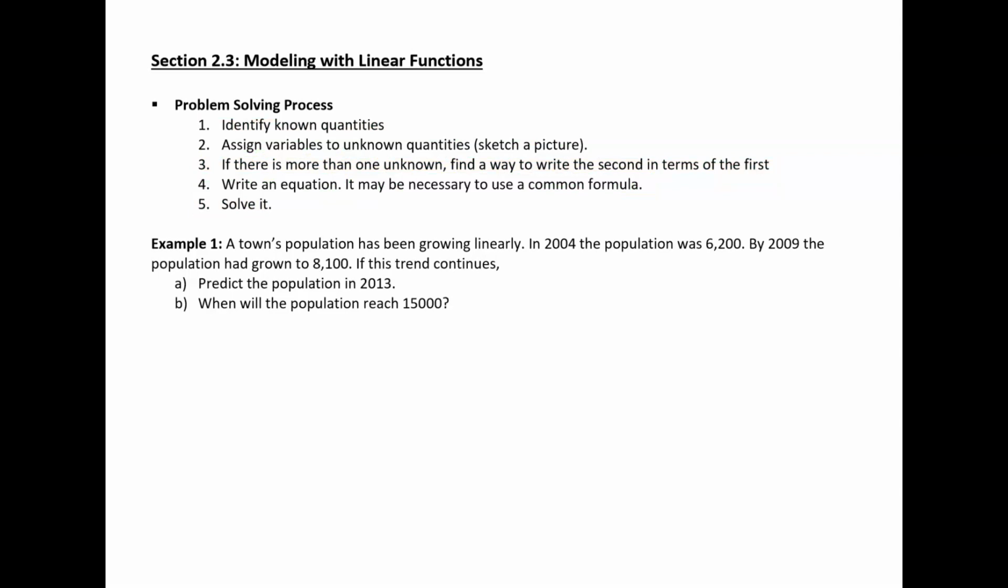So let's put all these steps together and see if we can approach this modeling of linear functions. It says a town's population has been growing linearly. So that's important. We know that what we're working with should relate back to what we have already been doing. In 2004, the population was 6,200, so we're probably going to need this piece of information. 2004, 6,200. And by 2009, the population had grown to 8,100. If this trend continues, we're going to do two things: predict the population in 2013, and find when the population will reach 15,000.